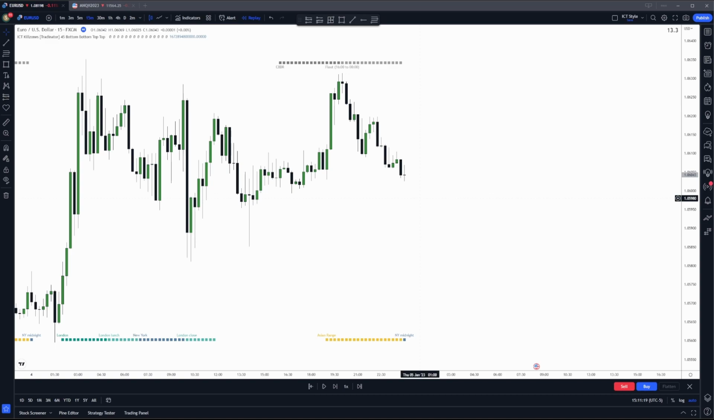In this video, I will be demonstrating an ICT setup that everyone could have taken on the 5th of January. I will do a top-down analysis as to how I got this idea. This is a trade that I actually did not take but paper traded, and I think it's very interesting. I think you're gonna like the results.